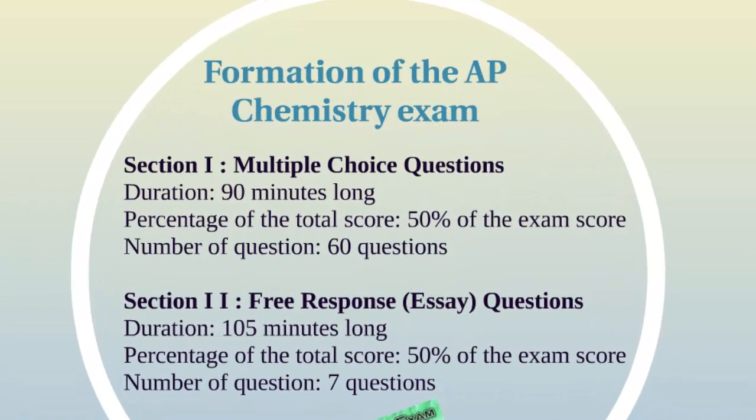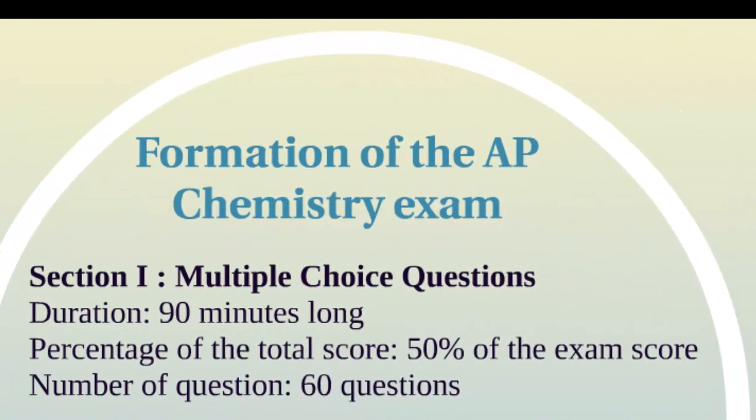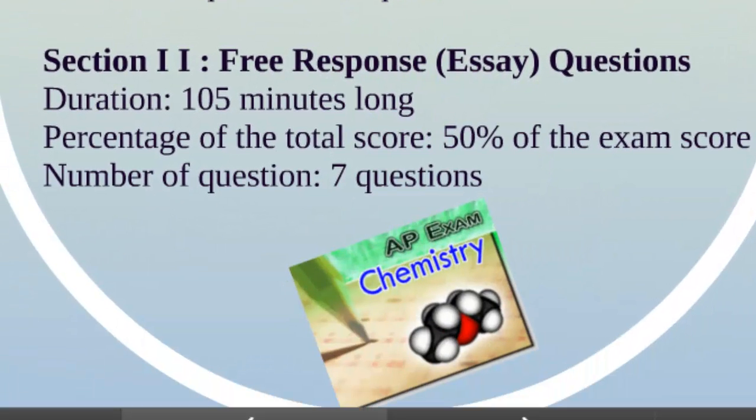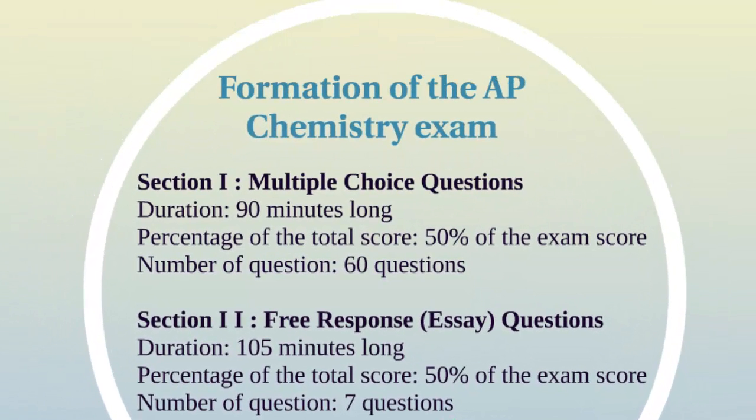Basically, the AP Chemistry exam consists of two sections: multiple choice questions, MCQ, and the free response questions, essays. Both sections include questions that assess the student's understanding of big ideas and essential knowledge, and how they can be applied through the science practices. The exam is held in May of every year. The next AP Chemistry exam will be held on the 1st of May 2017 at 8 a.m.